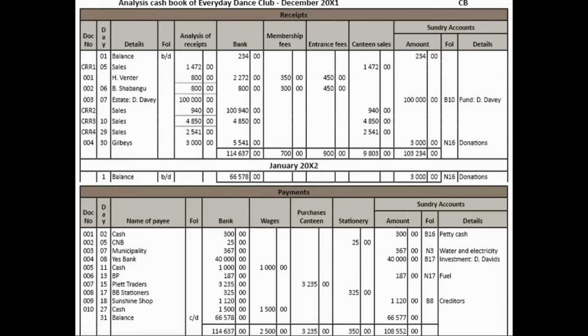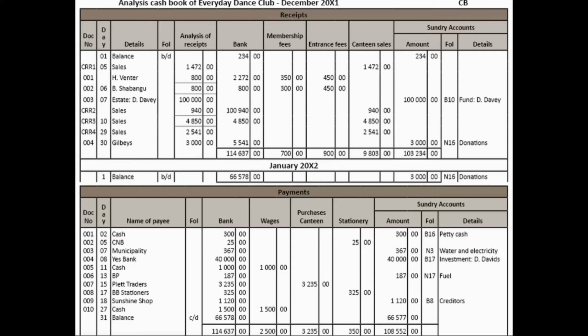Okay. And then the next one is water and electricity. Yes, there was an account. So we've already opened that with a total of 1, 2, 3, 4 on the debit side. And you will just add this one, and you will write on the debit side of water and electricity bank 367. And then the investment D Davies, you need to open that in the balance sheet section, an account for investment D Davies. And on the debit side, you will write bank 40,000.